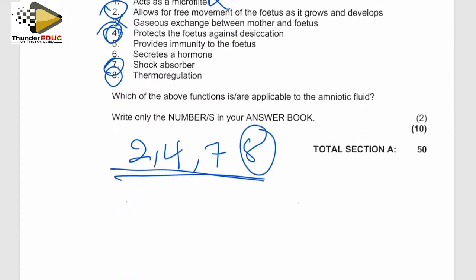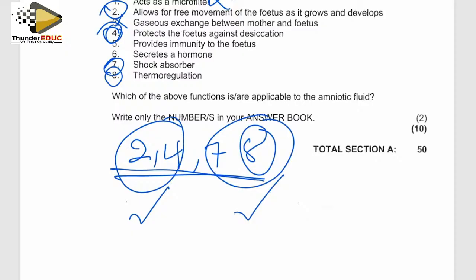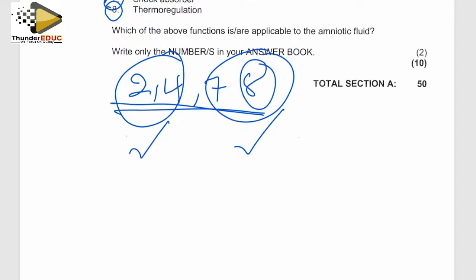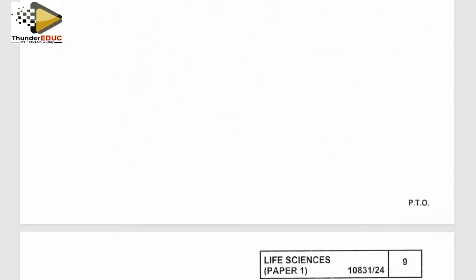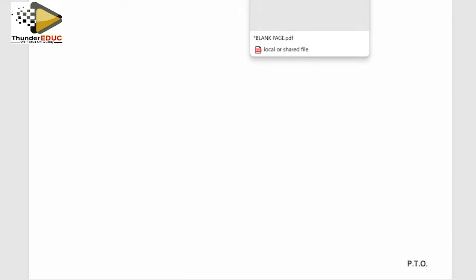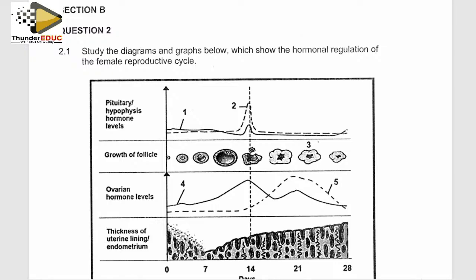How to mark? I don't know. Maybe they give you a mark for each. So what if you just got 1? It will depend on the discussion which will be done in that regard. So I think you got 50 out of 50 in that regard. Let's go to the next question, which is section B.